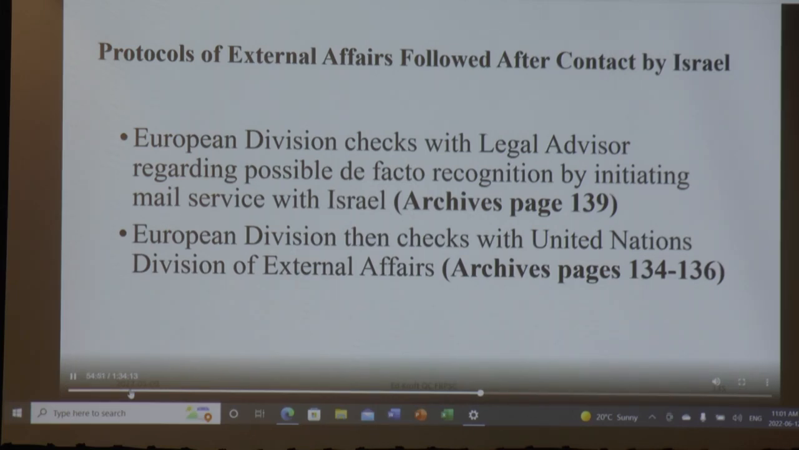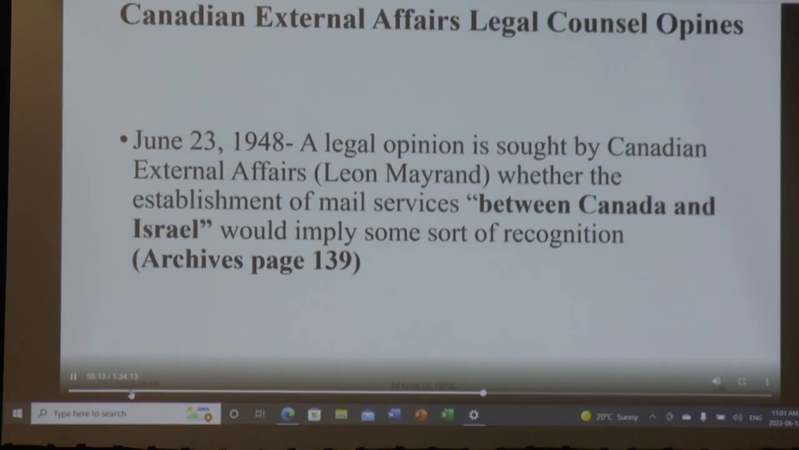And they say, we better go check with our lawyers, because of course that's what everybody does when they want to do something. And they said, would we possibly be extending legal recognition to the state of Israel if we were to conduct mail services with Israel? And they also check with the United Nations people, the External Affairs people there, to ask them what their opinions will be.